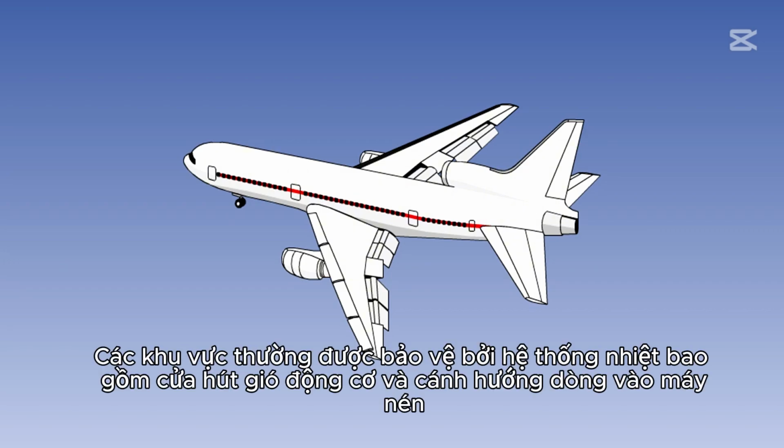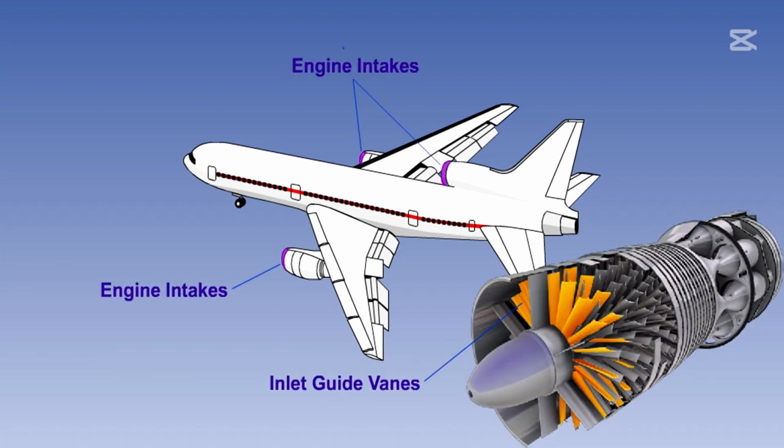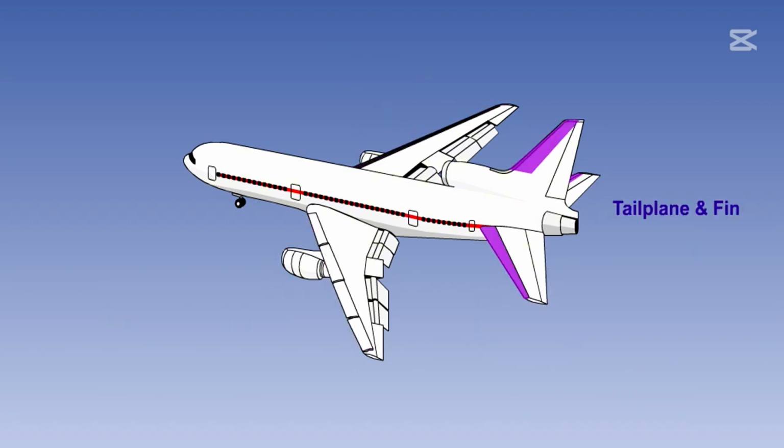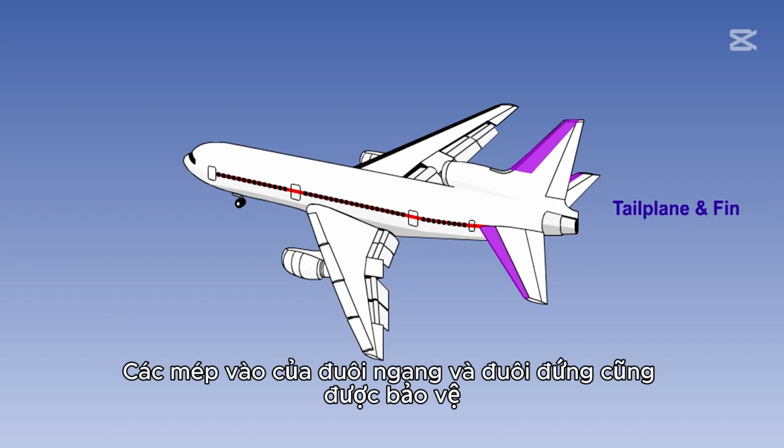The areas normally protected by a thermal system include the engine air intakes and compressor inlet guide vanes, plus the wing leading edges and slats if they are fitted. On some, but not all aircraft types, the tailplane and fin leading edges are also protected.